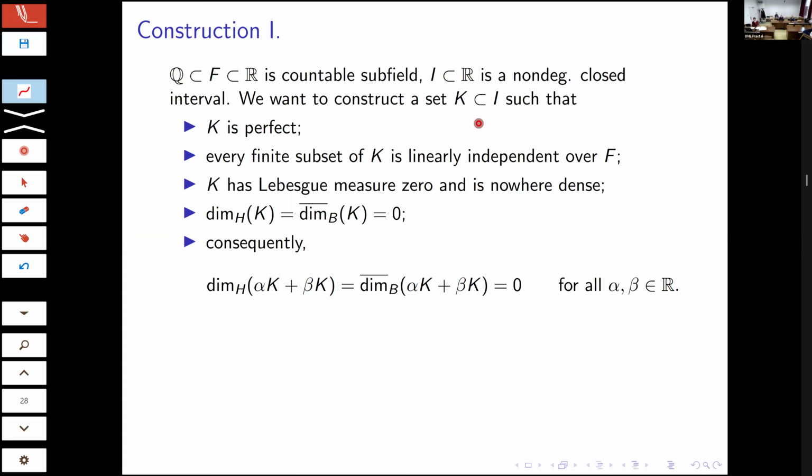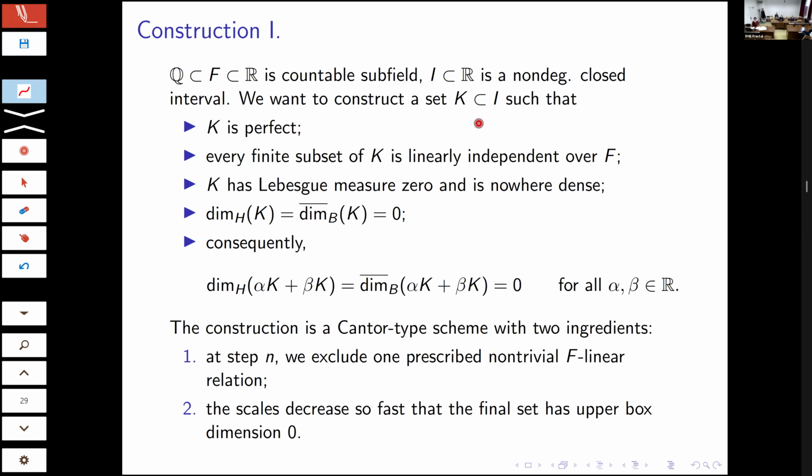So I can iterate this process: take alpha times this set plus beta times this set, and it's still 0-dimensional, and so on and so on. So it is important that we are able to repeat. I will talk a bit about this construction. This construction is a Cantor-type chain.